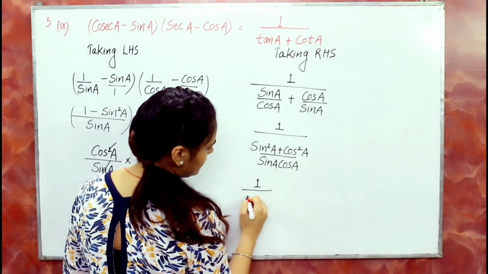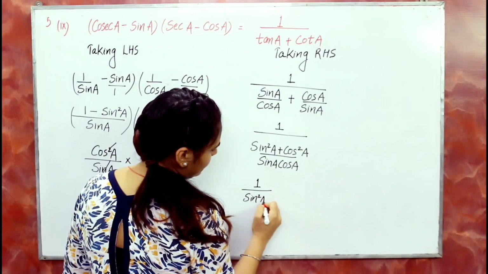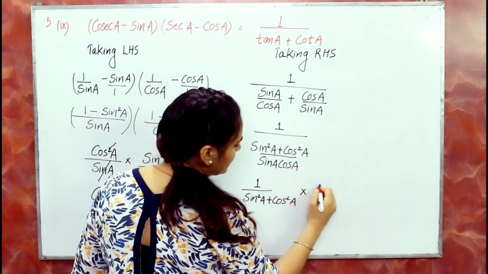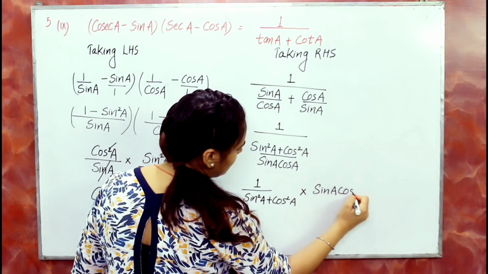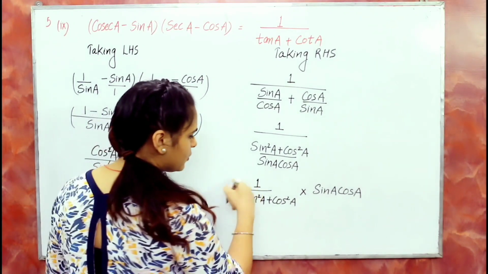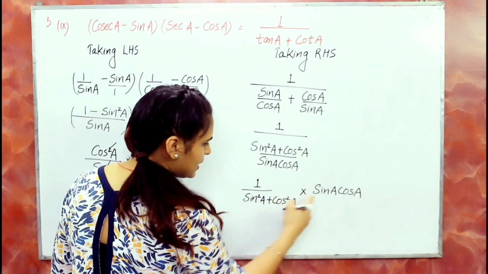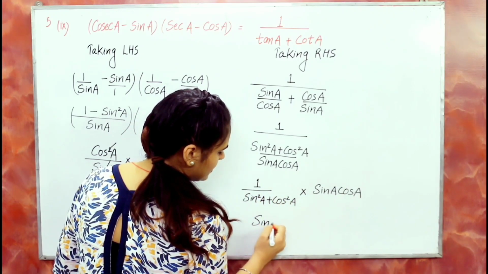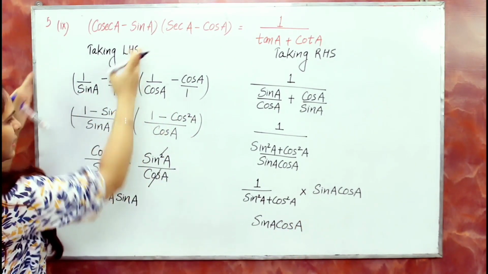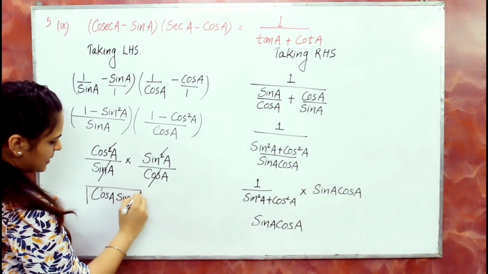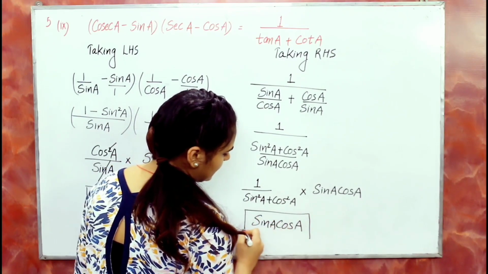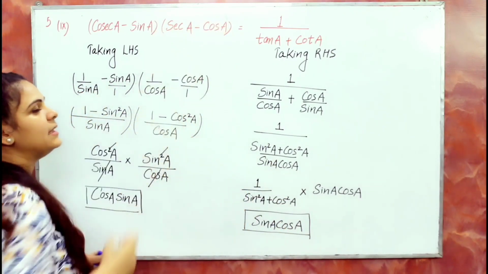Now I am going to take reciprocal. 1 upon sin square A plus cos square A, and this will come in numerator after taking reciprocal. So sin A cos A. We know that sin square A plus cos square A is equals to 1. So this complete term will become 1. And the final result is sin A cos A. Student, you can see our LHS side is equals to cos A sin A, and RHS side is also equals to sin A cos A. So this identity is verified.